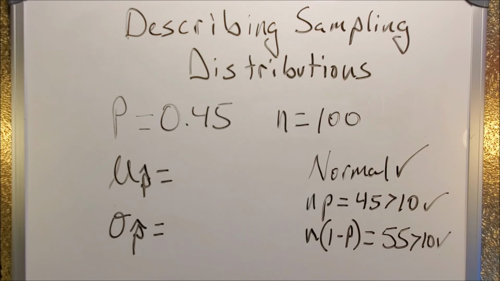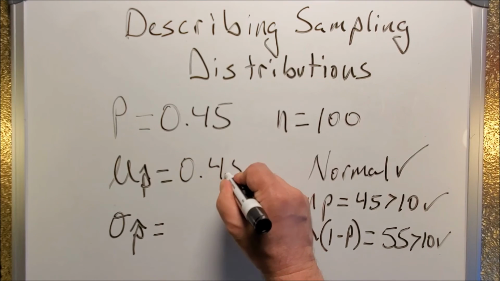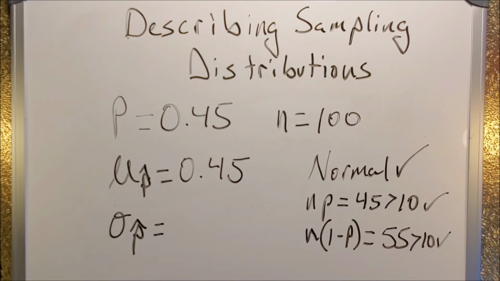We're completely normal. So now that just leaves us to arrive at the mean of the distribution and the standard error. The mean, again, that's a calculation that's not even a calculation. It's 0.45.